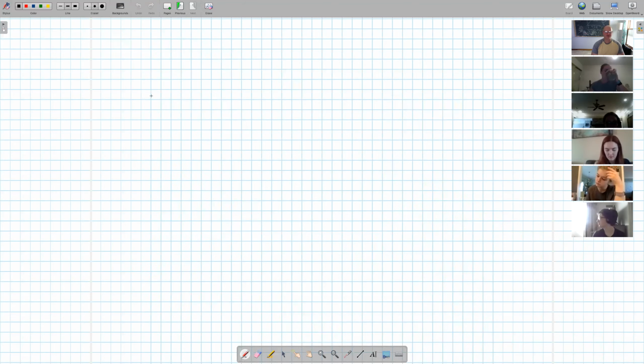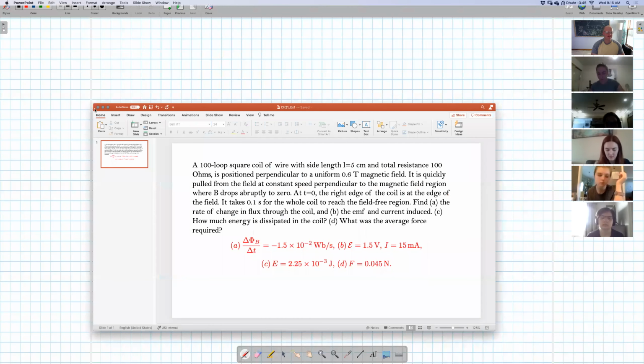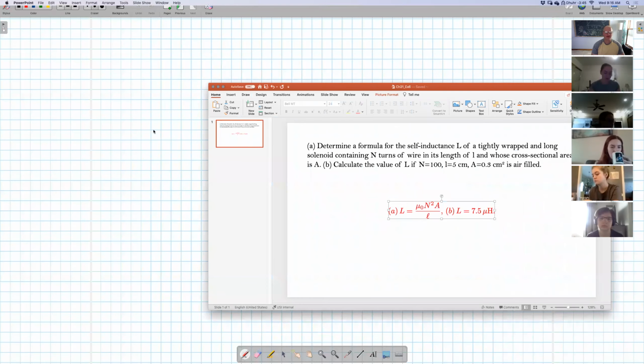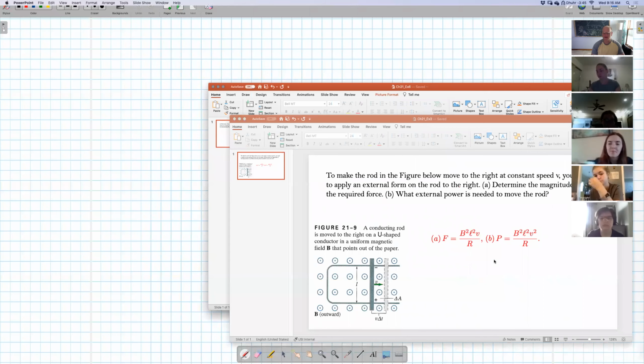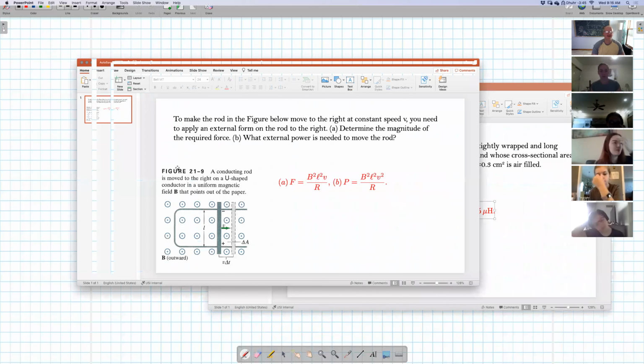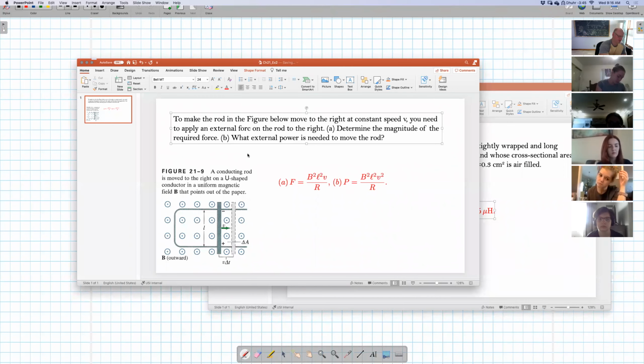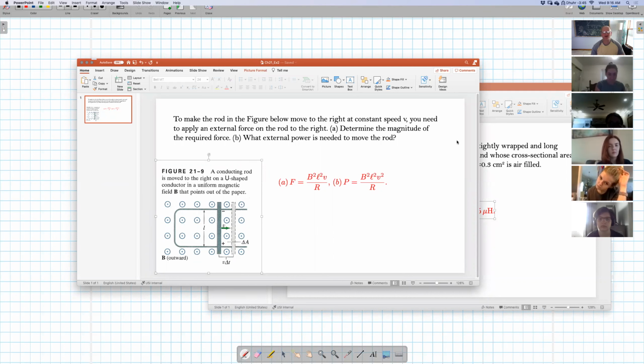Good. Let's do another example. The next example says that we're going to have a U-shaped wire. So here is my U-shaped wire. It says to make the rod in the figure below move to the right at constant speed, you need to apply an external force on the rod to the right. So determine the magnitude of the required force, and then what is the external power needed for this thing to actually move. Okay.